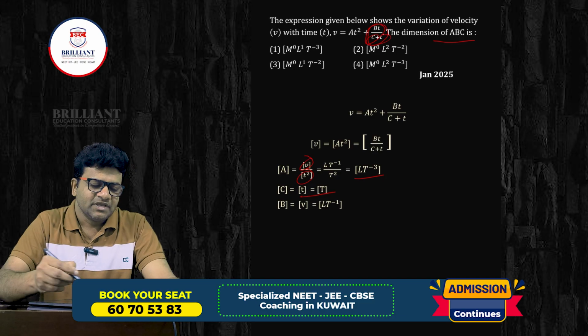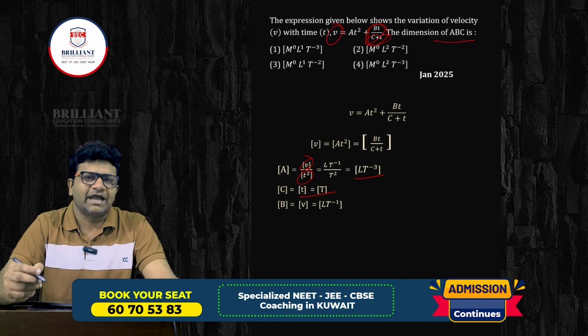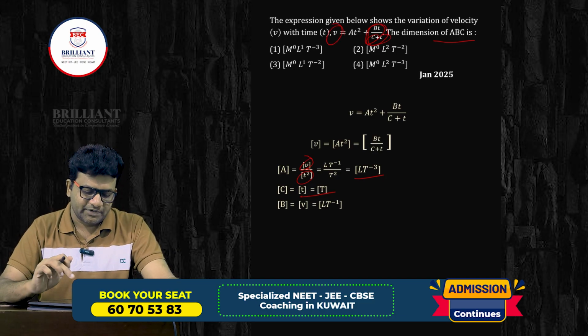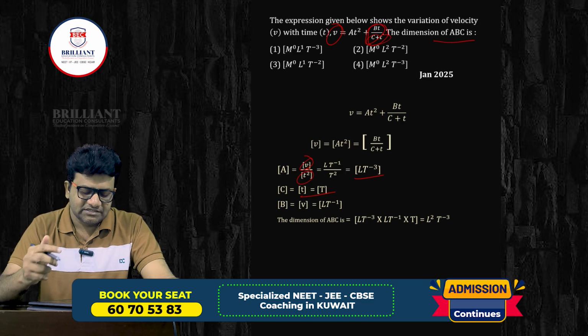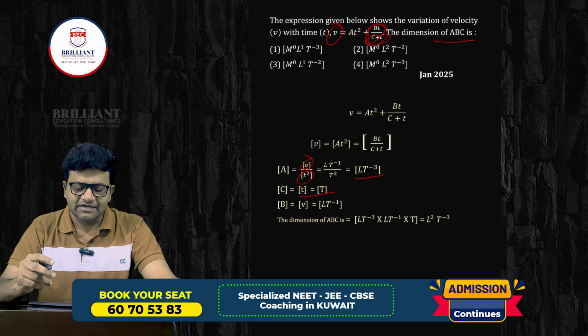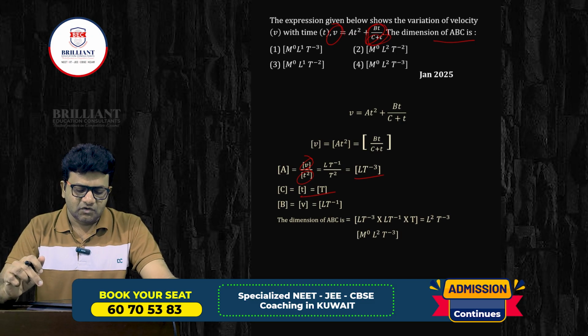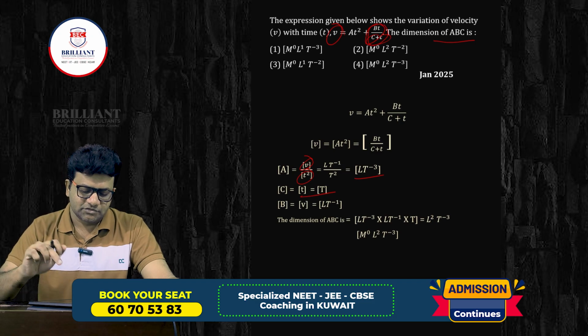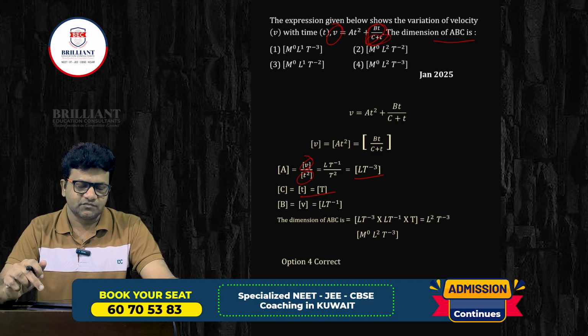So by cancelling, the dimension of b is equal to the dimension of v, which is LT^-1. So we got the dimensions of a, b and c. Multiplying: a is LT^-3, b is LT^-1, and c is T. We get L²T^-3. So M^0 L² T^-3. The correct option is 4.